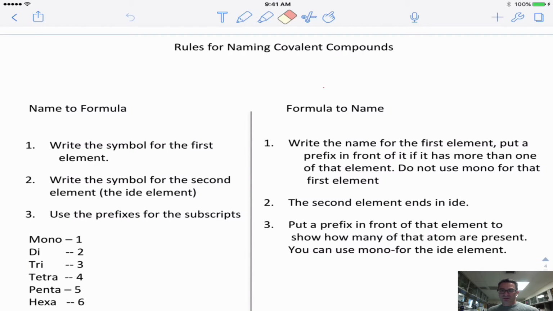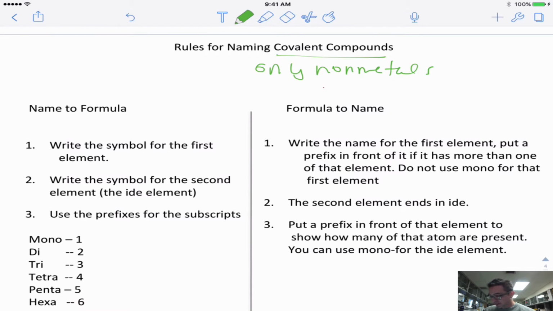Welcome everybody. So today we are going to talk about naming for covalent compounds. So far we've done ionic compounds. Today we're going to do covalent compounds. And inevitably some people get confused because they look at a compound and they don't know if it's ionic or covalent. So remember, with covalent compounds you have only nonmetals. So that's what you're looking for, only nonmetals.